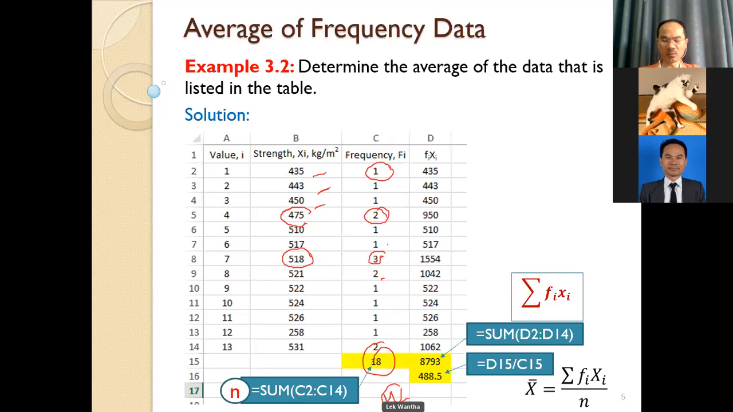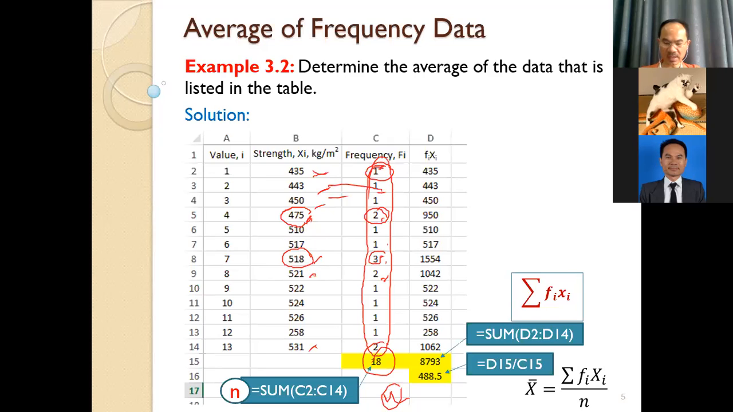That means we have 2 materials that have the same strength value, 3 materials have the same strength value, 2 have the same strength value, and 2 have the same strength value. Another is only one. We call this the frequency, the number of materials.